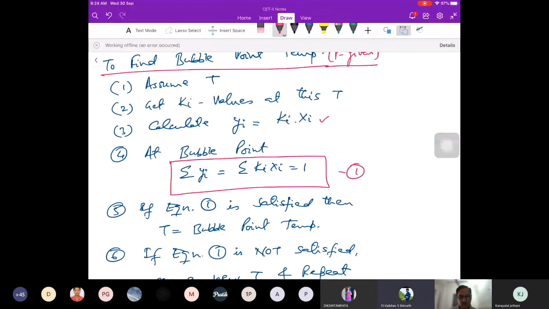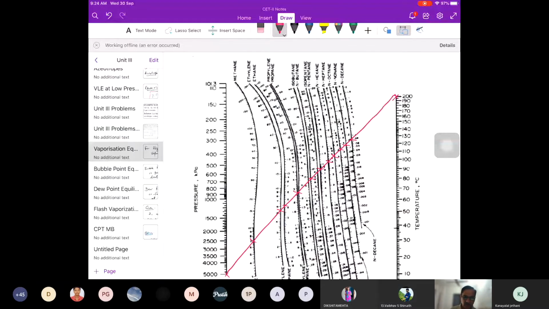सर, कौन से फॉर्मूले से निकालेंगे? अभी तो बताया ना मैंने, DePriester charts. सो रहे थे क्या? ओके सर. प्रेशर दिया है, टेम्परेचर दिया है. You can draw a line connecting this pressure and temperature, and these charts are available. तो जहां पे intersect करेगा, that is the K value for that component. Yes सर. और कोई question है किसी को?